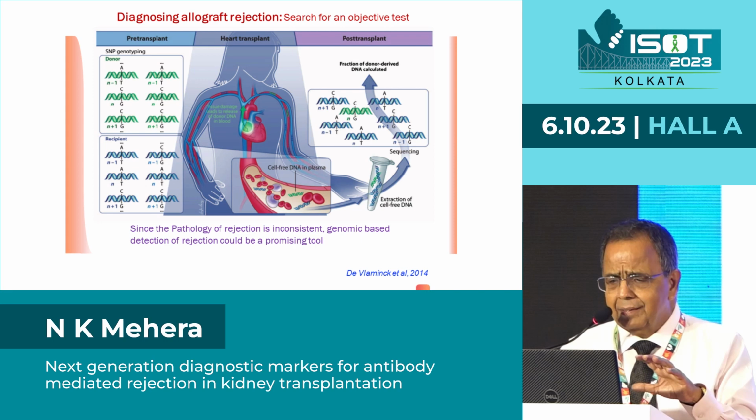And during the transplant, after the transplant is done, you can see the cell-free DNA is released into the plasma, at very low levels though, and this fraction of donor-derived DNA in circulation can be calculated. And since the pathology of rejection is inconsistent, genomic-based detection of rejection could be a promising tool. We keep saying it could be a promising tool.